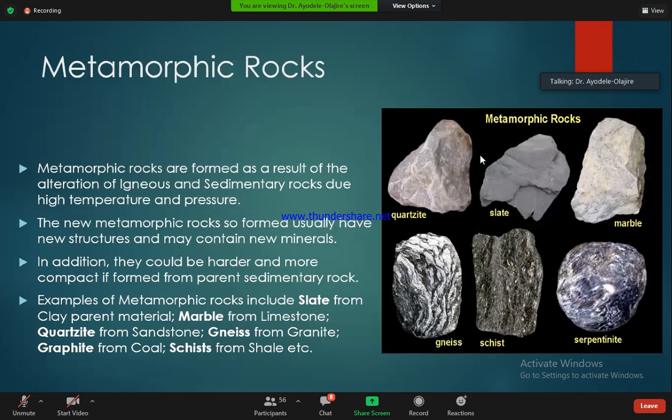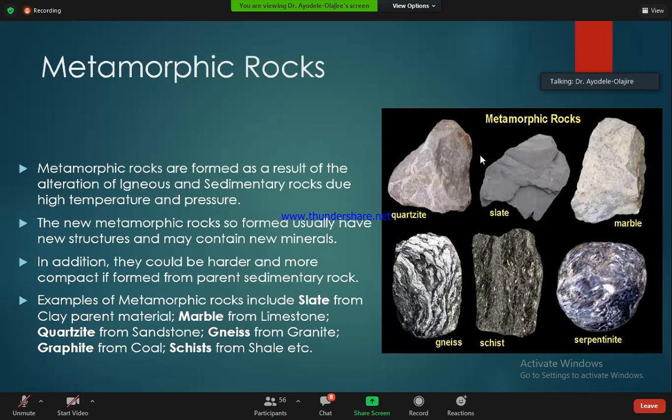Then the metamorphic rocks. Very interesting. When someone says you metamorphosize, it means you change into something else. So they are formed as a result of changes in the original igneous or sedimentary rocks. And the new rocks so formed normally have new structure and they may contain new minerals.